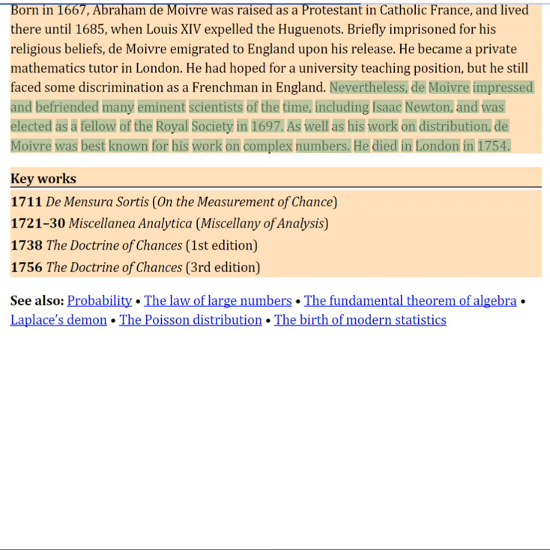Nevertheless, de Moivre impressed and befriended many eminent scientists of the time, including Isaac Newton, and was elected as a Fellow of the Royal Society in 1697. As well as his work on distribution, de Moivre was best known for his work on complex numbers. He died in London in 1754.